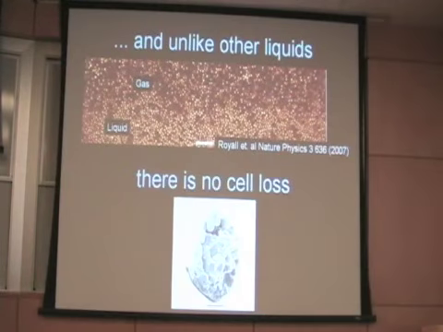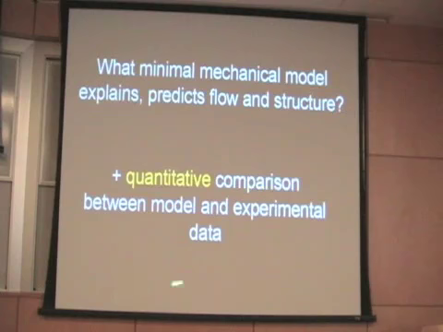Oh, and one other point I'd like to make is that unlike other liquids, there's no cell loss. So inside of here, these cells are behaving like liquid, but they don't ever move outside of the aggregate. And so that's also a difficult thing to model. I mean, we'd like a model to capture that. And so the question I'll be talking about today is what minimal mechanical model explains and predicts these flows and the structure. Importantly, I want to make sure that we're doing a quantitative comparison between this model and experiment as well. So I'll talk about that.